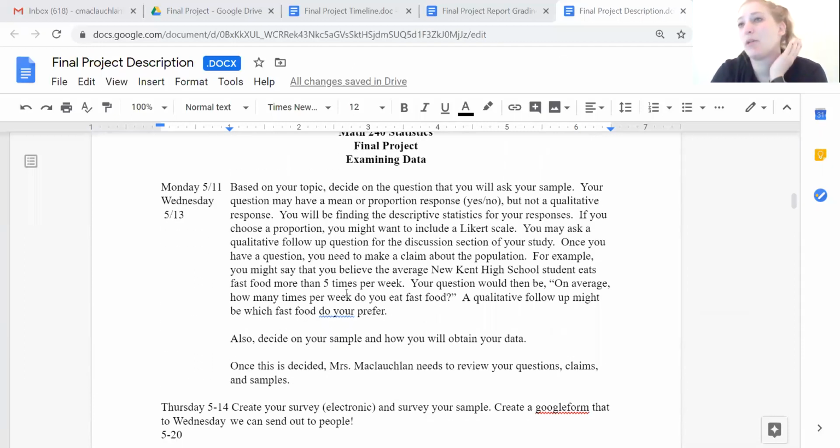Okay, so here's our timeline. So I have this starting next week, but if you want to start sooner, you can definitely start sooner. So what you're going to want to do is figure out a question for your sample.